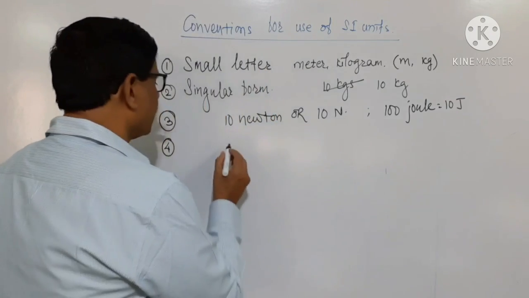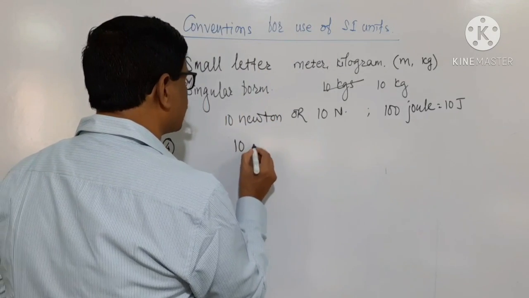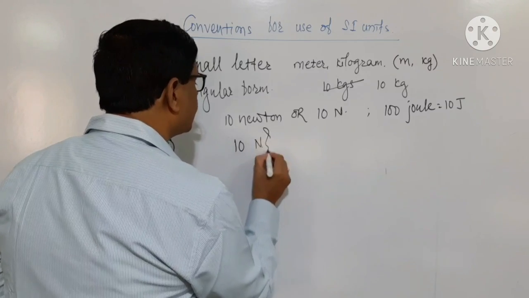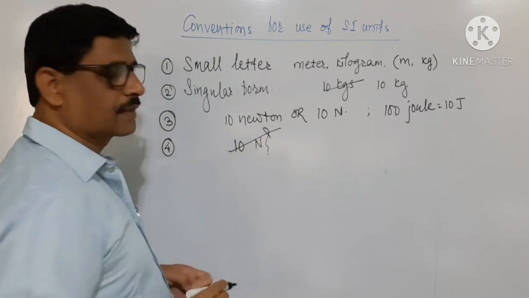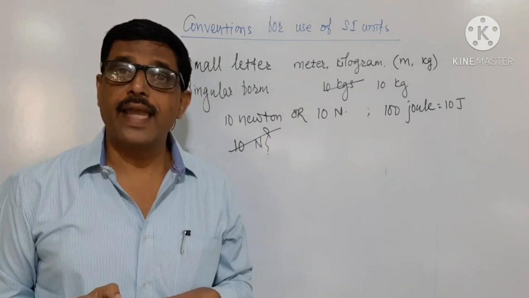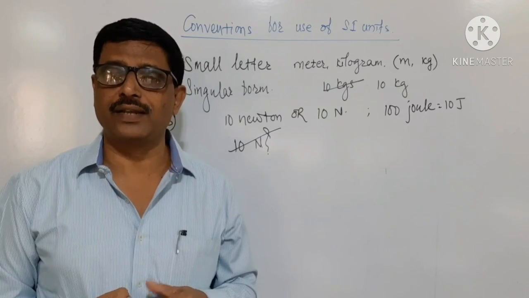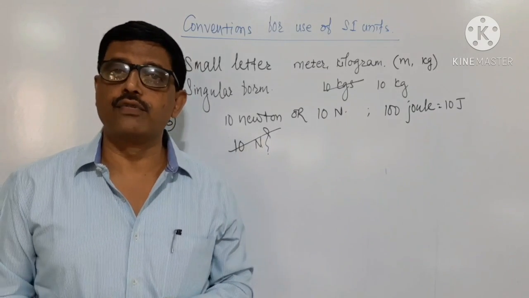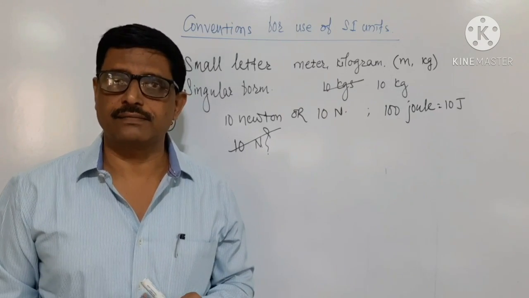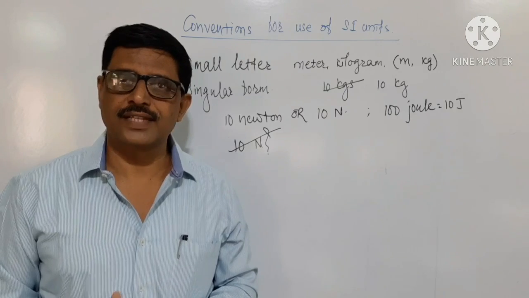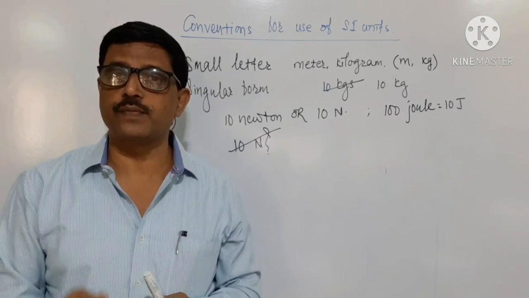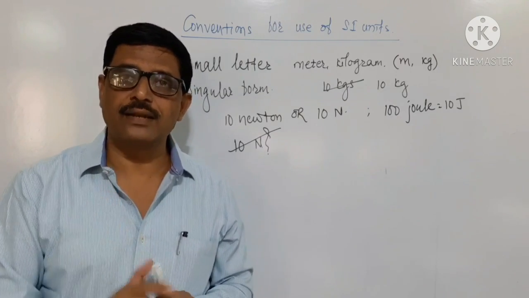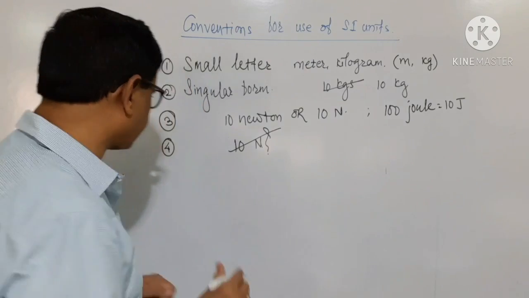You should not write it like this one, 10 Newton. This is not correct. You should not write any punctuation mark. Even you should not give a full stop after the unit. This is one more convention that is to be used while writing the units.